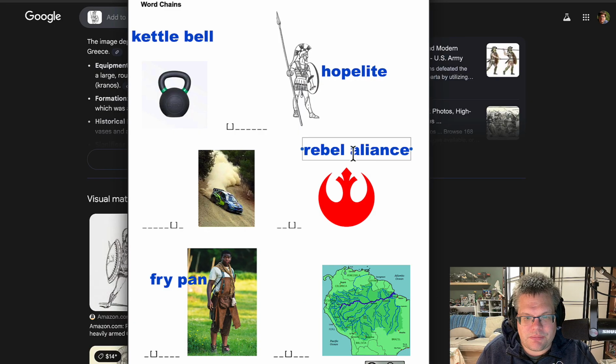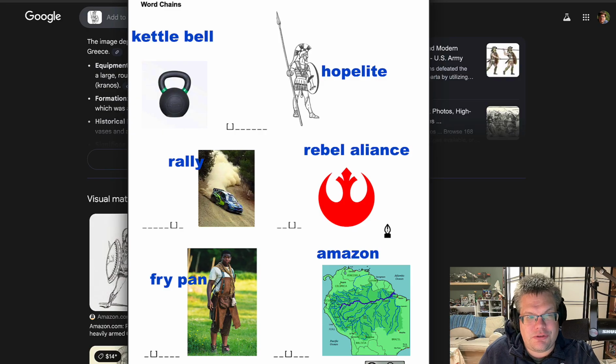I'll just kind of skip ahead. This image down here is the Amazon River. And over here is a rally, which is an automotive car thing, with an image right from that Wikipedia article. So I've got my 6 words plugged in here, and I now presumably need to do something with them. The name of the puzzle is Word Chains, suggesting something is going to happen with these words.